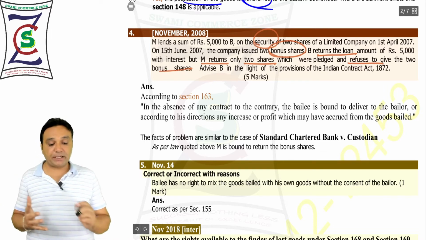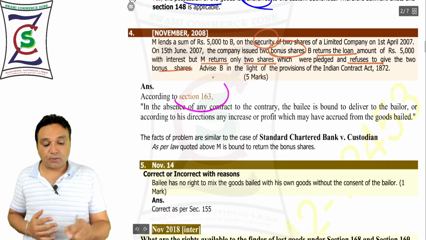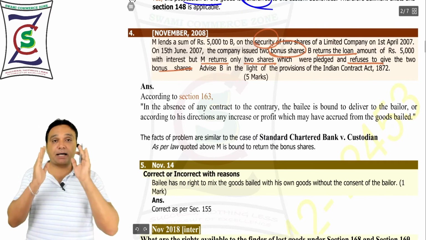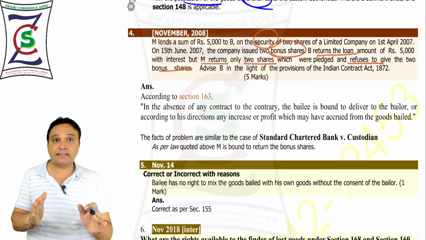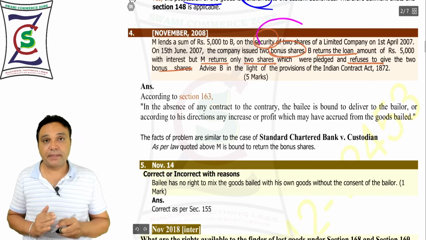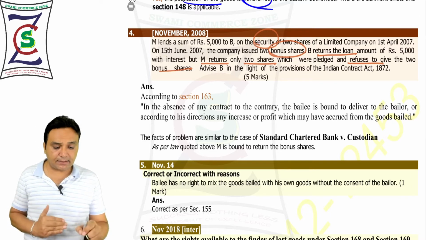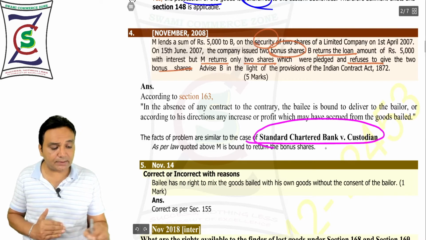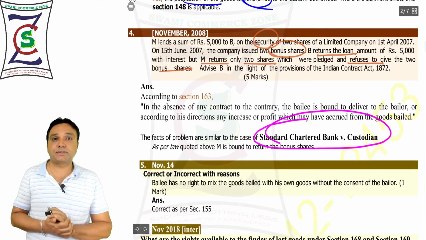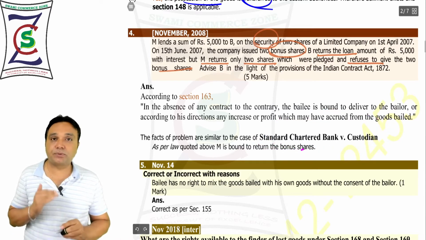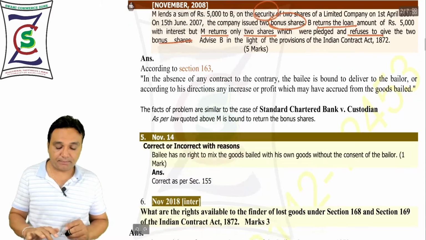So see, we do here section 163. On the accomplishment of purpose, you have to return the goods with accretion, and bonus share is accretion. And the facts of this case are similar to the case of Standard Chartered Bank versus Custodian. So Mr. M will be bound to return the bonus shares as well.